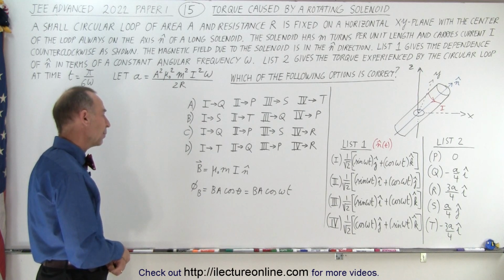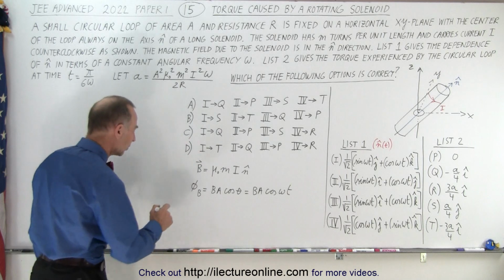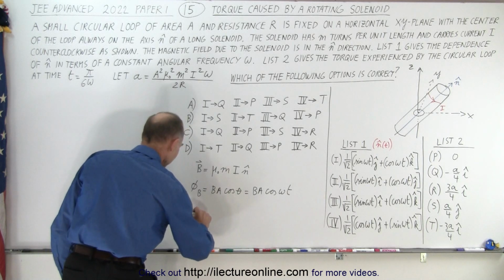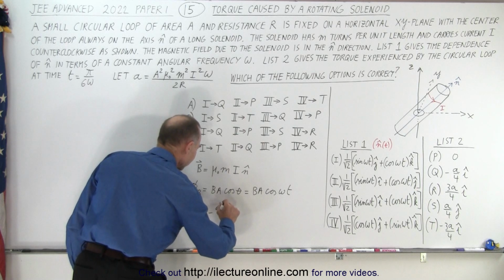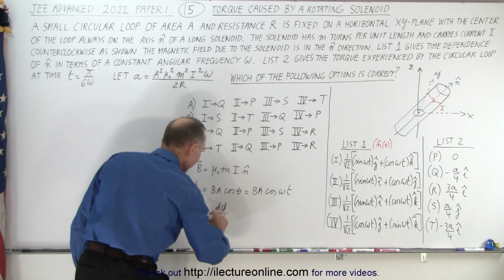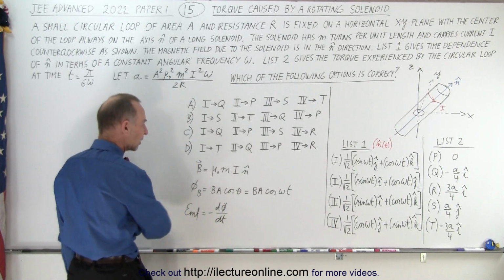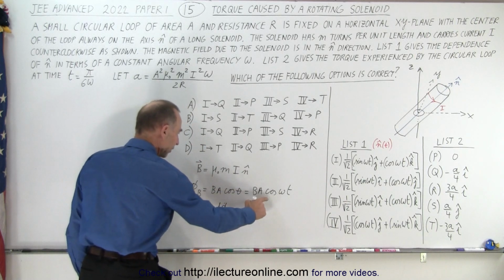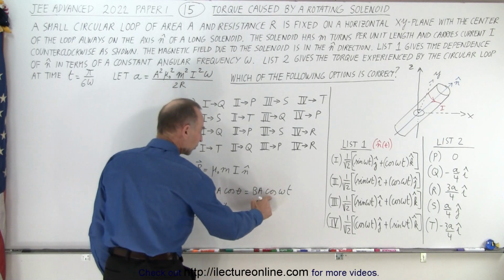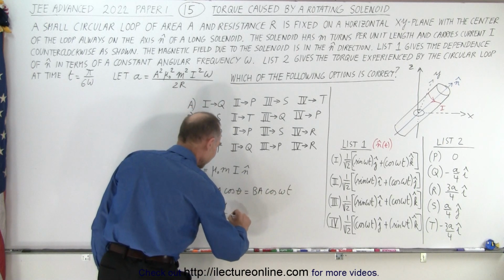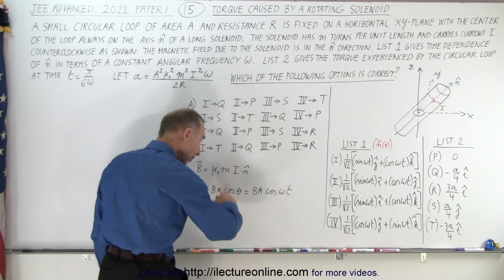All right, now we need to find the EMF induced by the rotating solenoid. The EMF induced is equal to the negative of d flux divided by dt. So the amount of magnetic flux change per unit time through the loop is going to give you your EMF. So we take the derivative of this. The derivative of cosine gives a negative sign, so we get the negative times the negative, which gives you a positive.